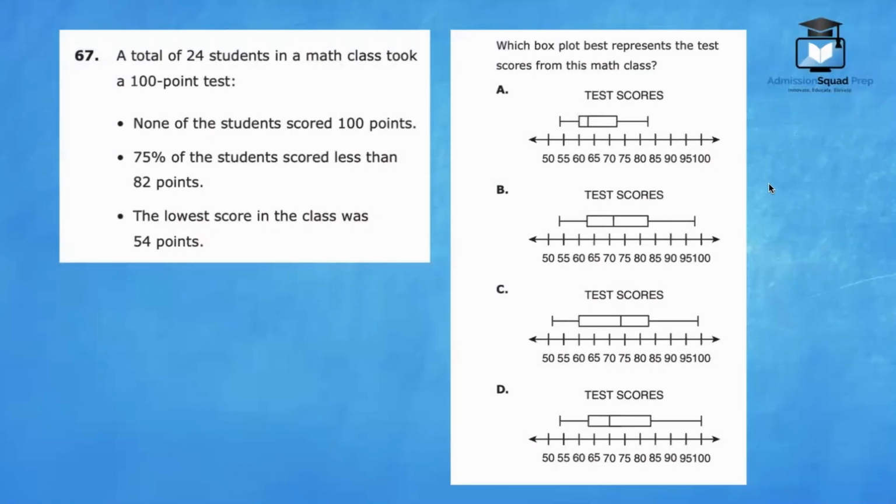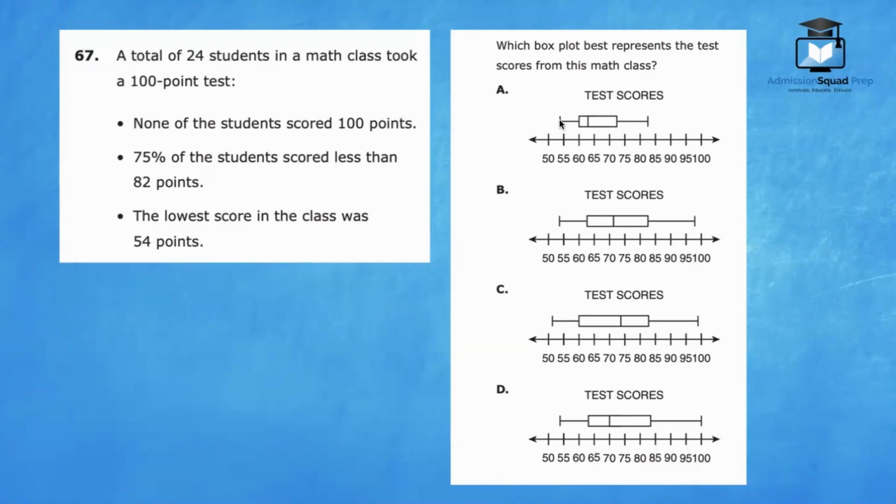Number 67. A total of 24 students in a math class took a 100-point test. None of the students scored 100 points. 75% of the students scored less than 82 points, and the lowest score in the class was 54 points. Which box plot best represents the test scores from this math class? Remember the 5 key data points when looking at a box and whisker plot.